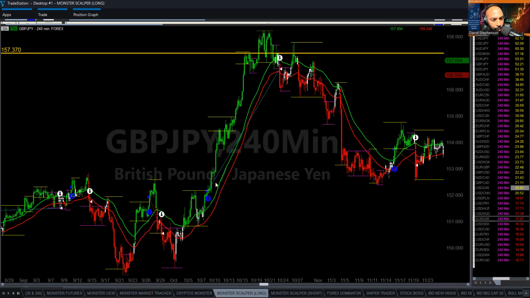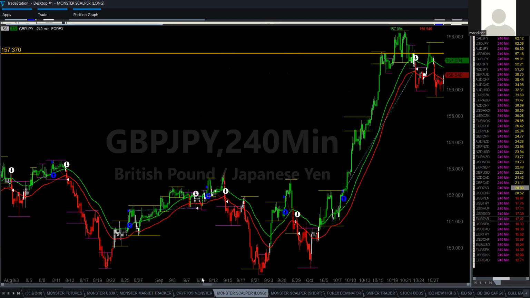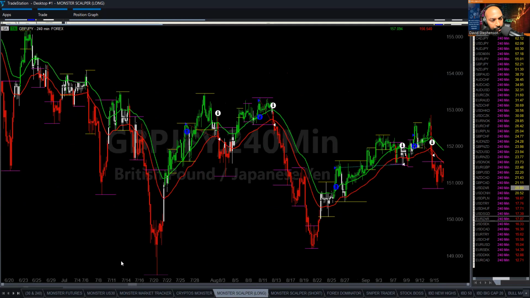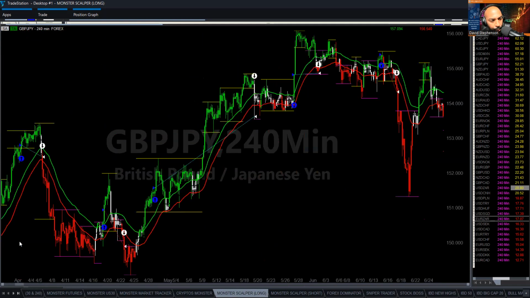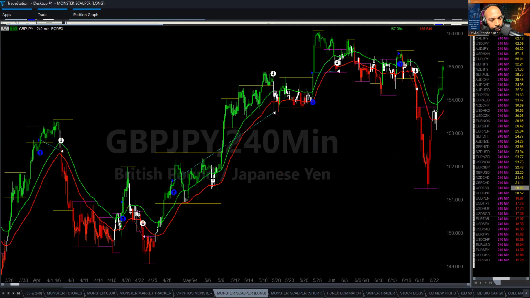What phase is this? Markup phase. What phase is this? Markdown phase. What phase is this? Accumulation phase. See, what you have to do is just go through these, right? Some charts, there's only 4 phases. There's only 4. Obviously, we have reaccumulation and redistribution, but there's only 4 phases.